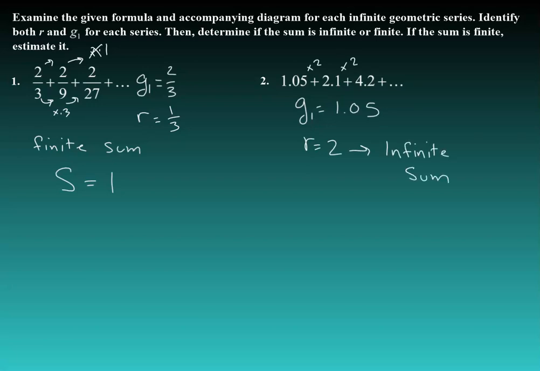Okay, so g1 is equal to 1.05, and r, we're multiplying by 2 every time, is 2, which means that since 2 is larger than 1, it's an infinite sum, right? We're going to be multiplying by a bigger and bigger number every time, and it's just going to continue to get larger and larger and never stop. So that is how we examine the formula and determine if it is an infinite or a finite sum.